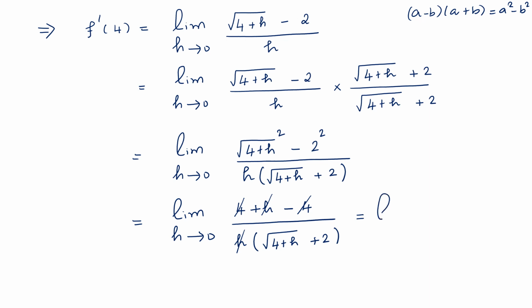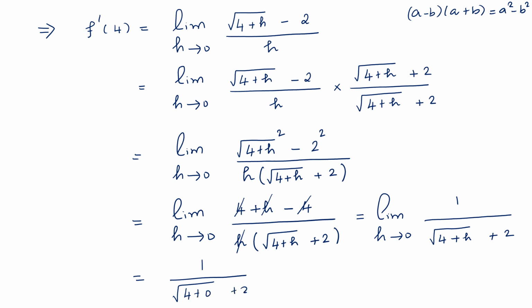So finally we have limit h tends to 0, numerator is 1, divided by square root of 4 plus h plus 2. Now h is replaced by 0: 1 divided by square root of 4 plus 0 plus 2. So you can simplify this. Square root of 4 plus 0 is square root of 4. Square root of 4 is 2. 2 plus 2 is 4. So the final answer: f dash of 4 equal to 1 by 4.